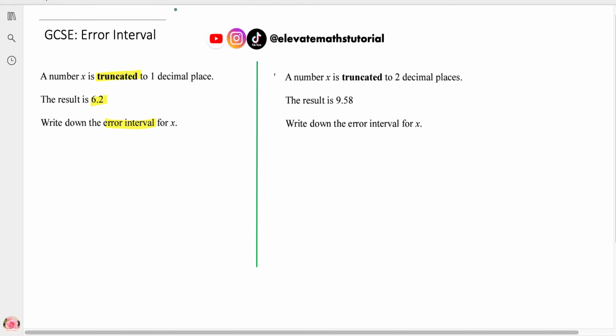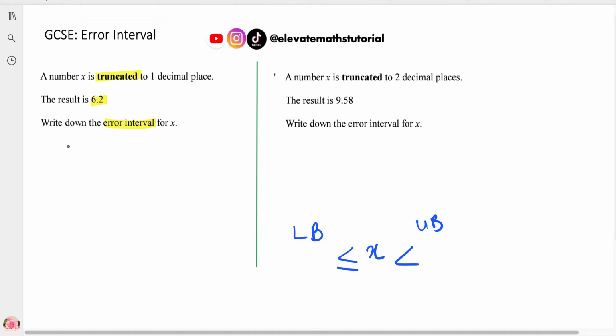So in the previous video, what we looked at on error intervals was when things are rounded. The error interval again has the same format as before. So you have some value x, and is rounded to your lower bound and then your upper bound. Okay, so it's greater than or equal to, and less than.